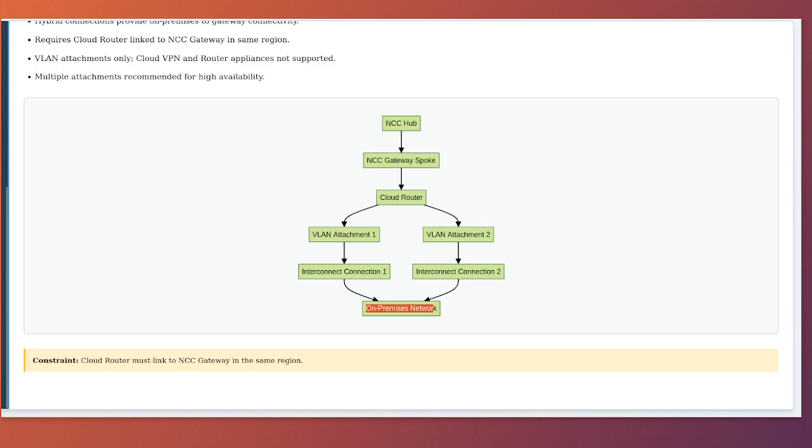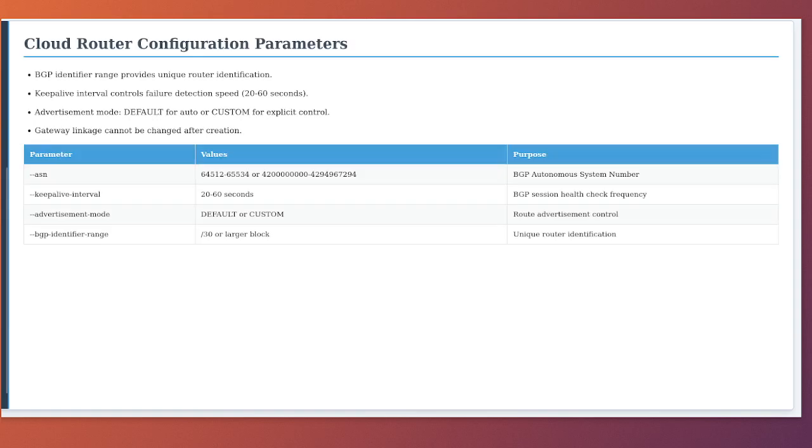For high availability and to meet Cloud Interconnect SLA requirements, you should create redundant VLAN attachments. This typically means two attachments using separate interconnect connections or separate edge availability domains. The traffic from these VLAN attachments flows through the NCC Gateway before reaching the hub, ensuring all on-premises traffic is subject to SSE inspection.